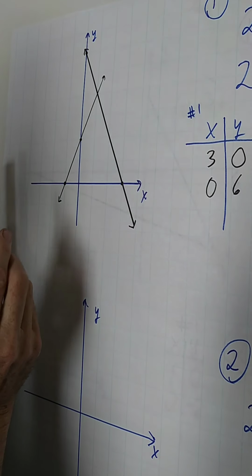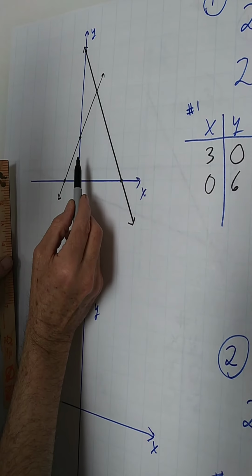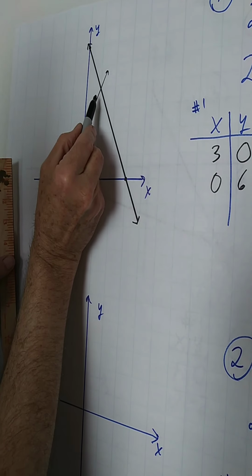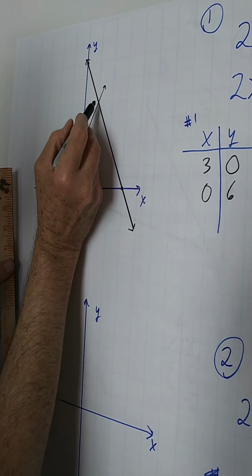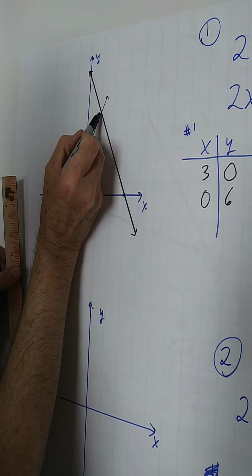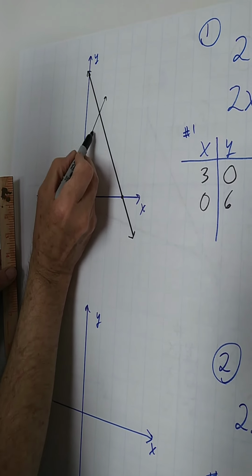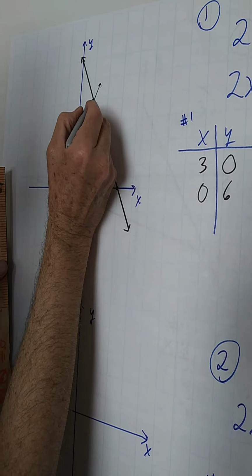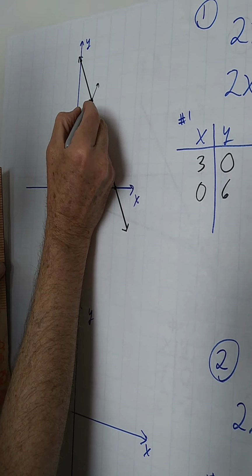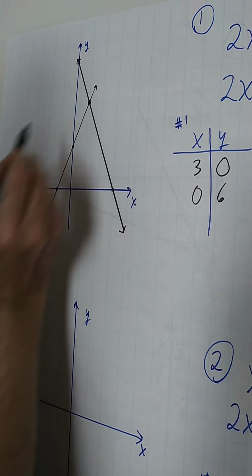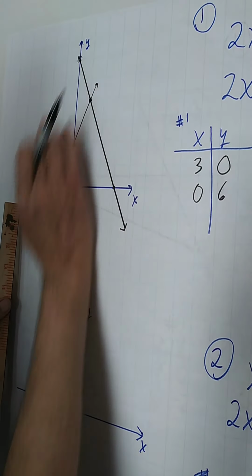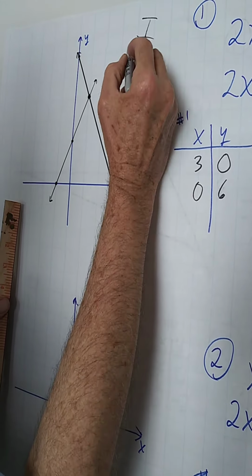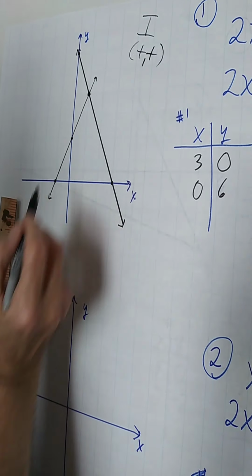Now, the graphing is done. Now we have to identify the solution. The solution is the ordered pair that is represented by the point of intersection. These 2 graphs intersect at this point. That's the solution. We need to name it. That point is in quadrant 1. Quadrant 1 is positive, positive.